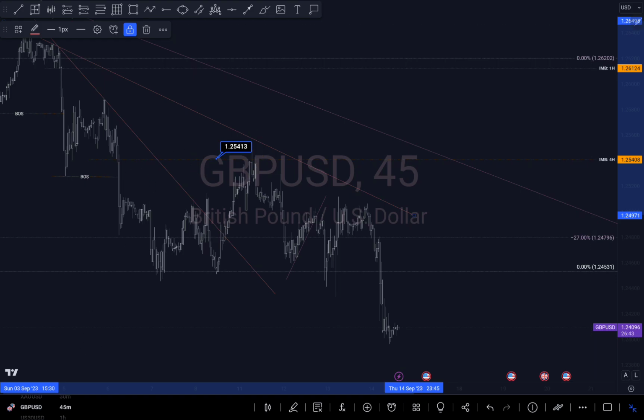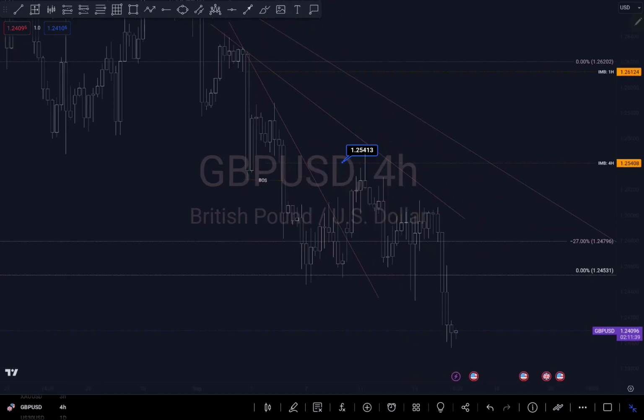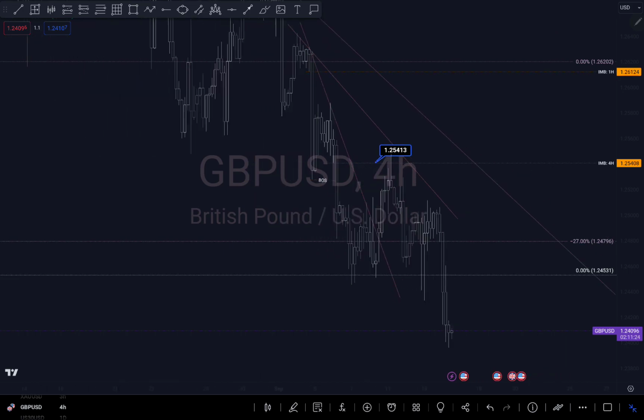I think it shows more on the 4 hours, so I'll go to the 4 hours just to show you the imbalance. Right here we can see this engulfing candle broke this previous low, a break of structure. I was expecting a bit of it, and I said when we get to that level we determine if we're going to continue to push to the upside or to the downside.